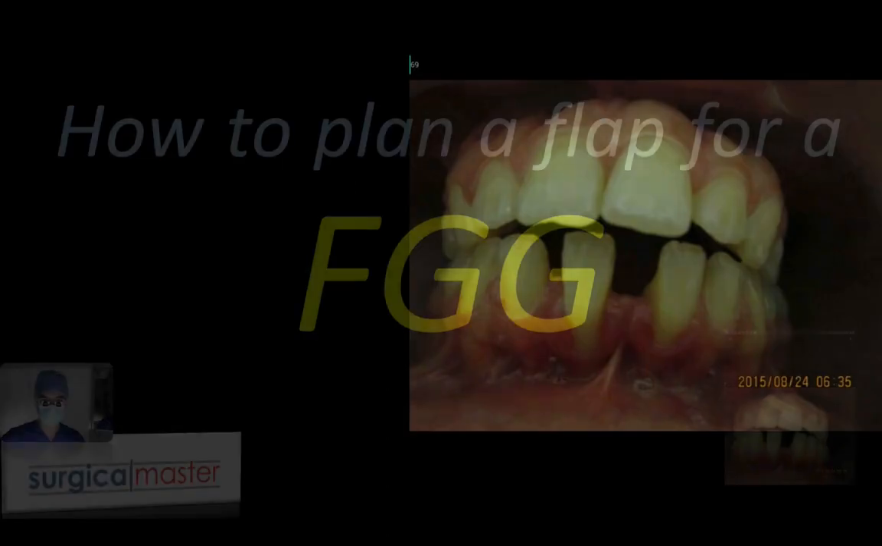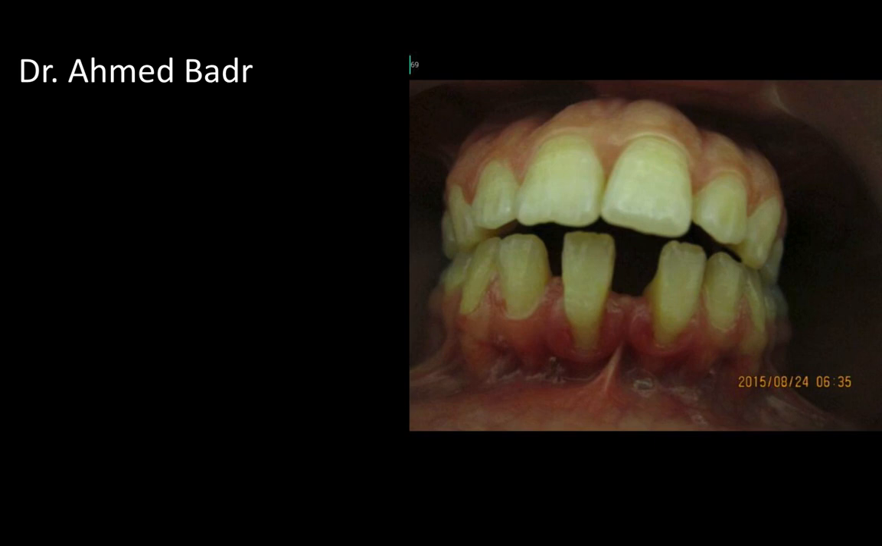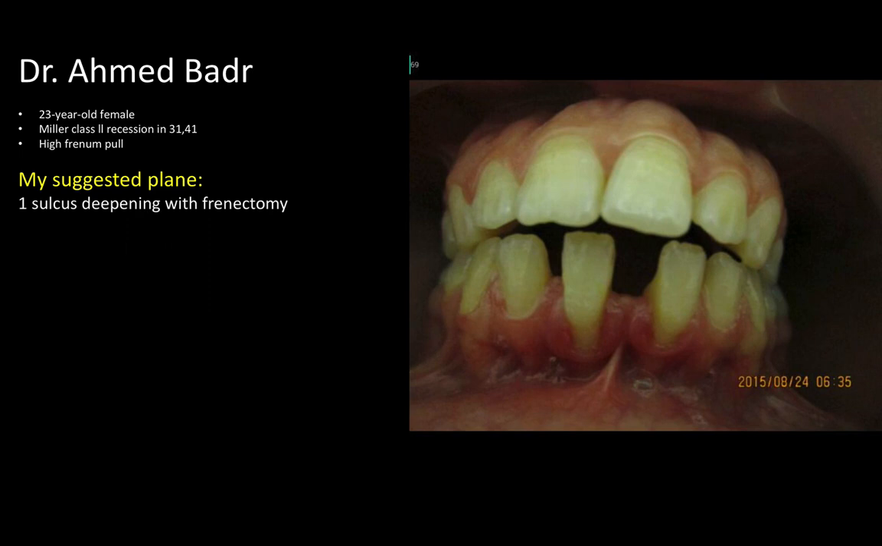this procedure. So the idea for this video came from Dr. Ahmed, I believe from Egypt, and he sent me a few photos of one of his patients. This particular one is a 23-year-old female with a Miller class 2 recession on the lower incisors. Initially I thought there was a missing tooth, but it's just a huge diastema with a high frenum pull. And what Dr. Ahmed suggested was to do a frenectomy and deepen the sulcus. And then he was contemplating between a free gingival graft and a connective tissue graft.